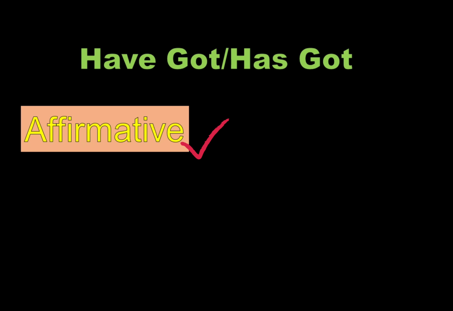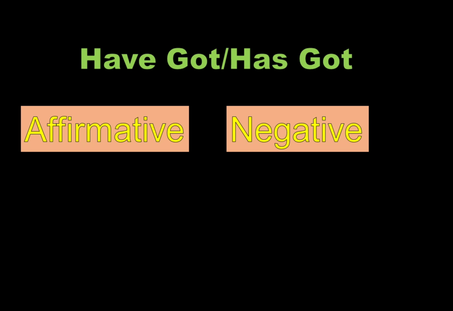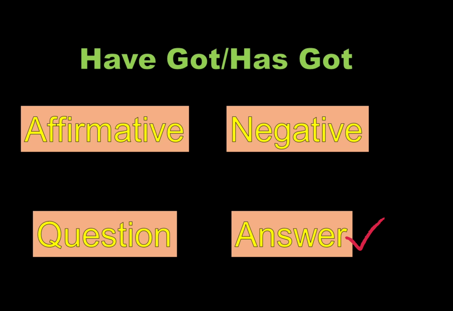We shall talk about have got and has got. There are 4 components we're going to discuss further, which is affirmative, negative, question, and answer. So we're going to use have got and has got to write affirmative and negative statement, asking question, and give short answers.